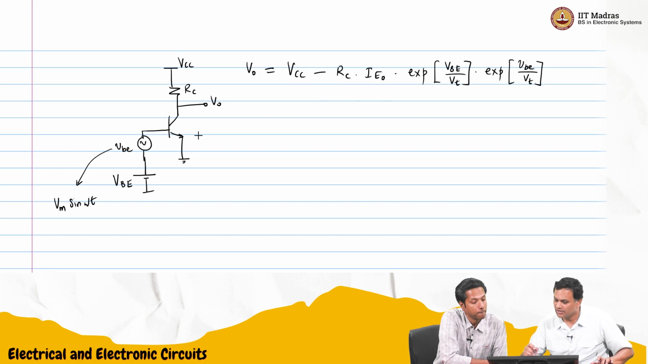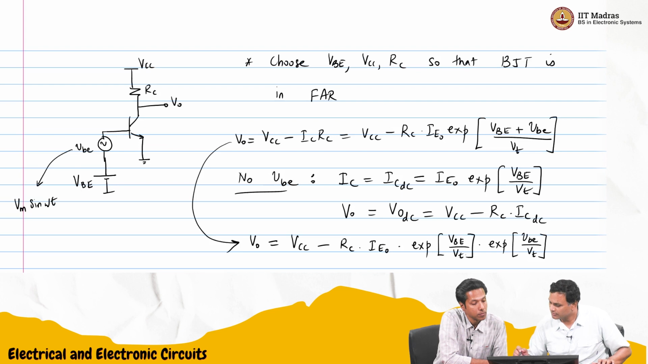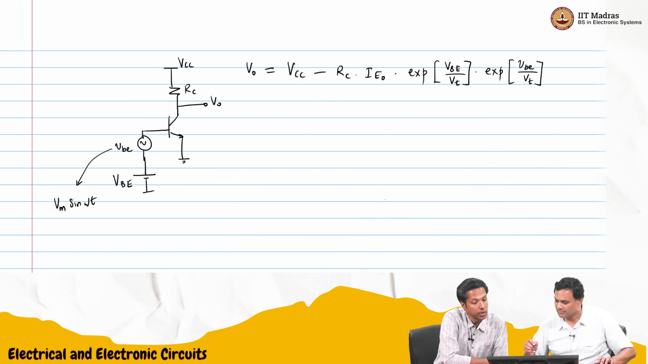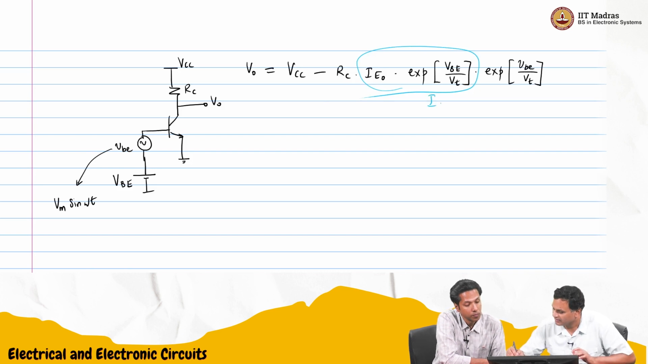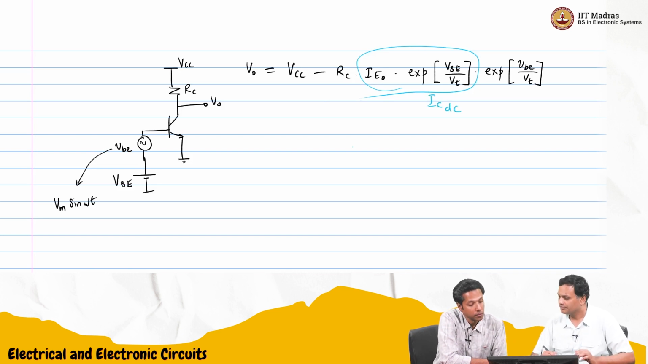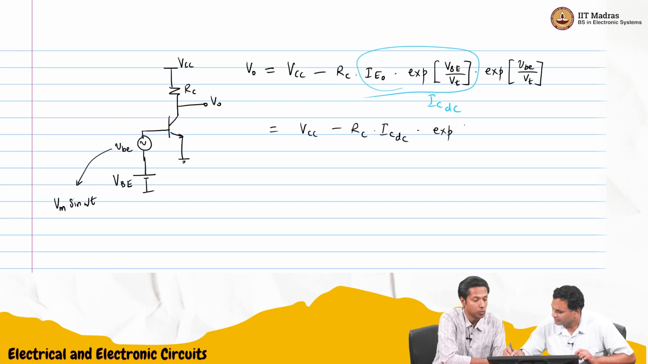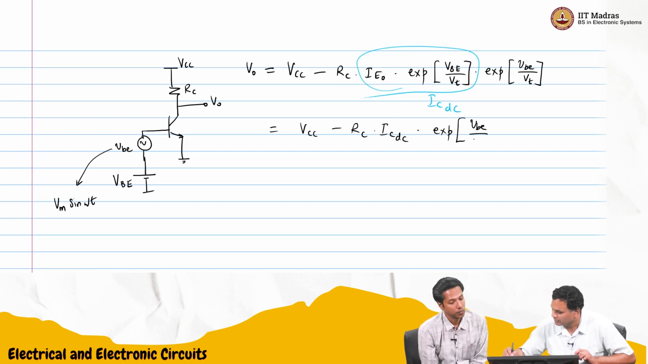But I see that there are some familiar expressions there. So this is ICDC, this one is ICDC. So we'll write this as VCC minus RC into ICDC times small VB by VT.